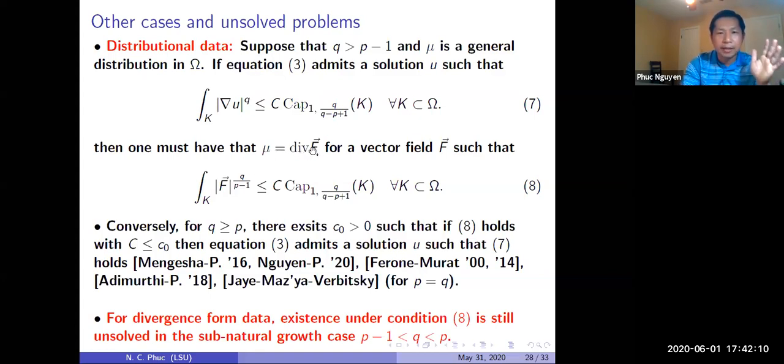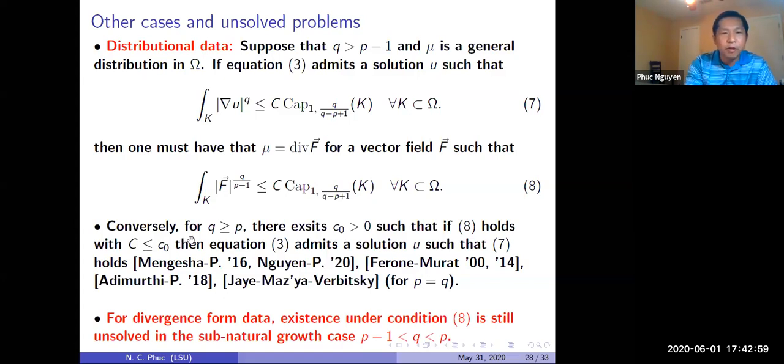And the vector field associated to this measure mu here also obeys a very similar estimate, meaning that it is also in the Morrey-type space, I mean the Sobolev multiplier space. And that's the necessary condition. Okay, so if you want to work with general data, I mean any distributional data, then you have to work with divergence form data, and the vector field has to satisfy this condition. So the question is, can you show existence under this condition? And we are able to do this in the case when q is bigger than or equal to p. The case when q is less than p is still open. Okay, we don't know how to do it.